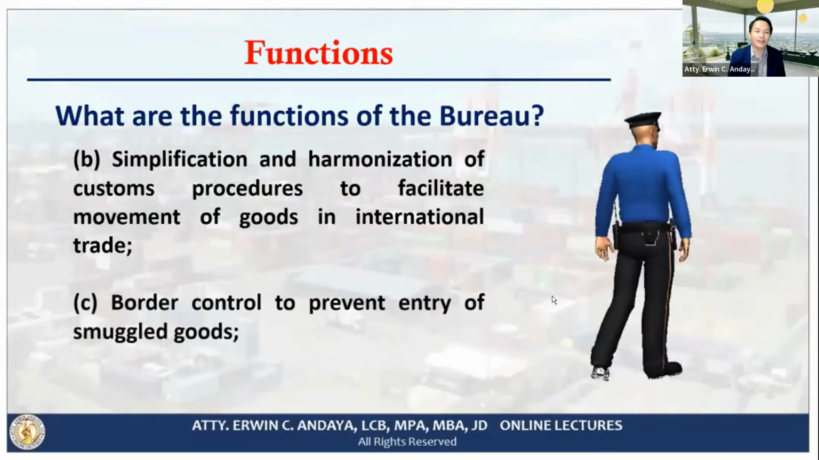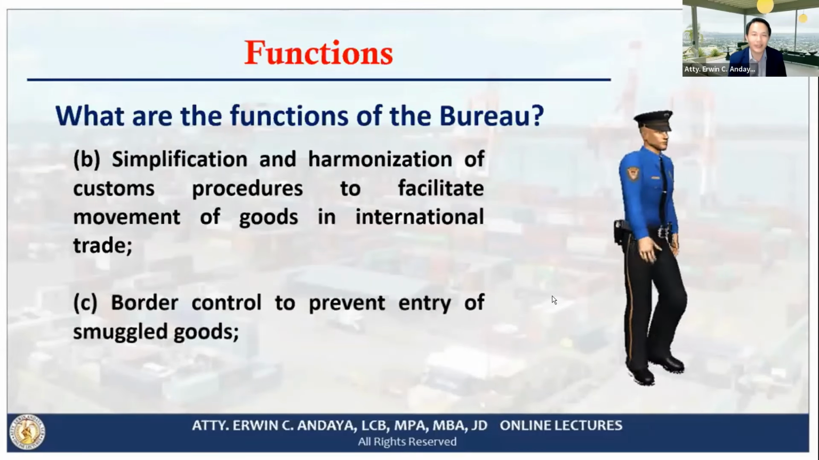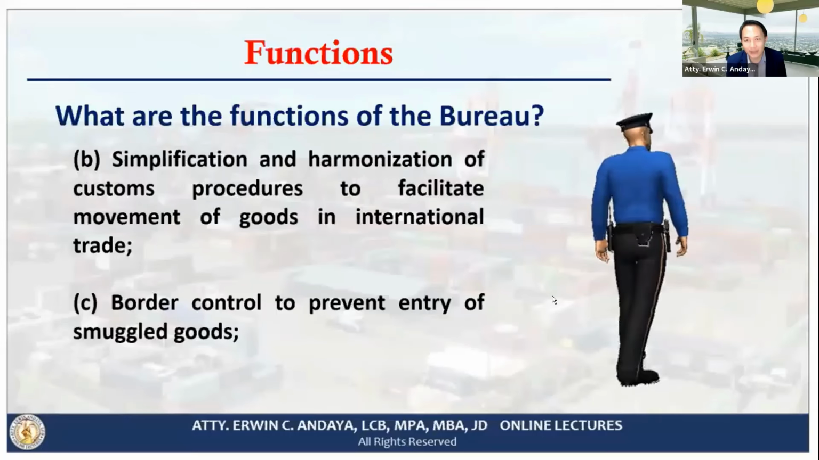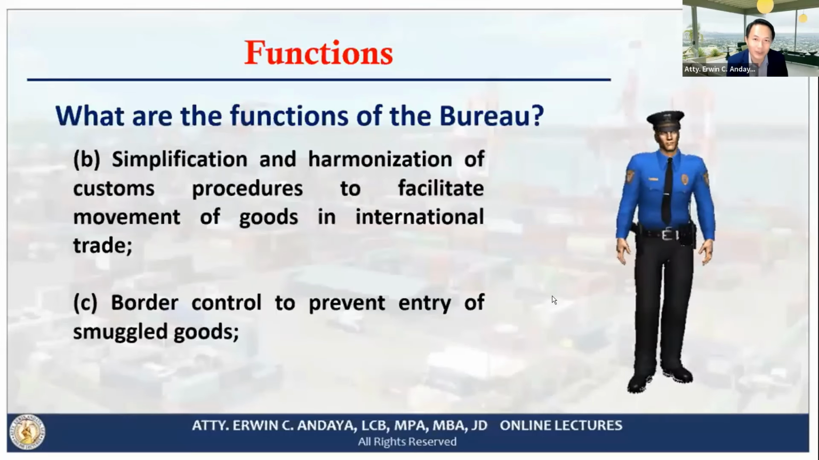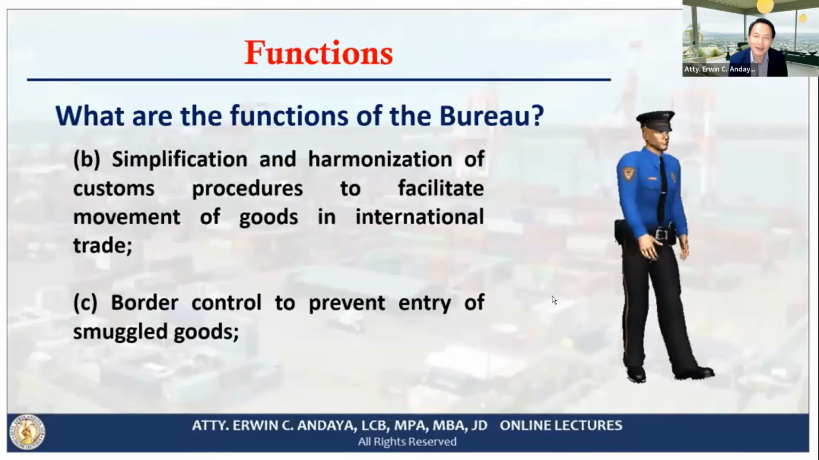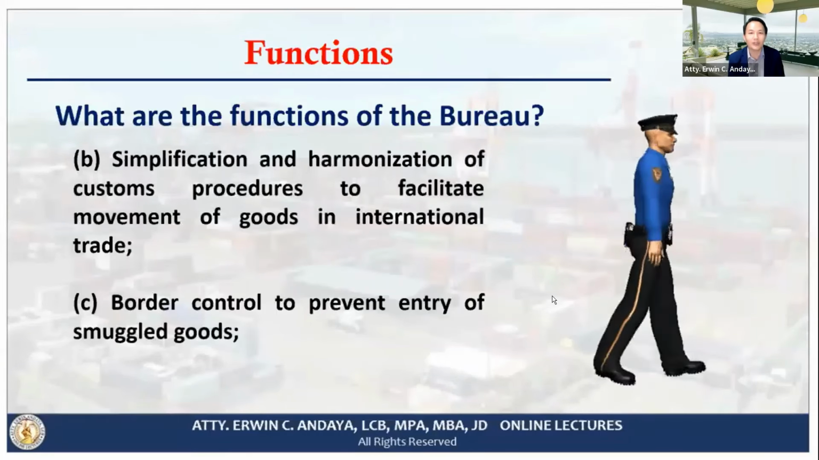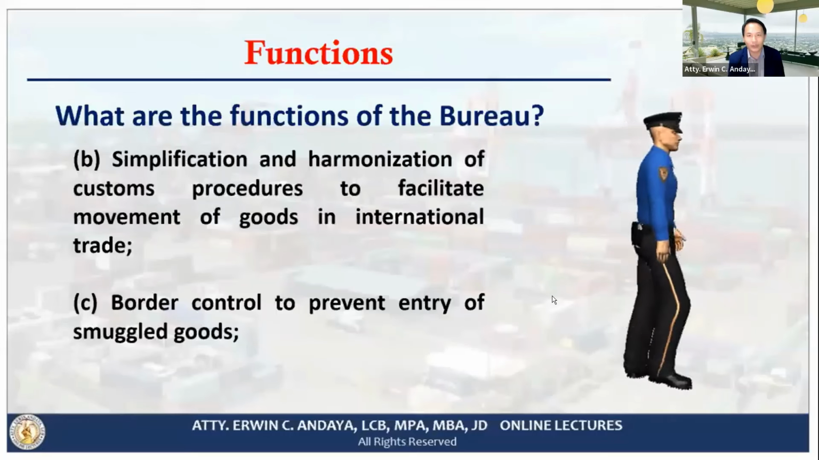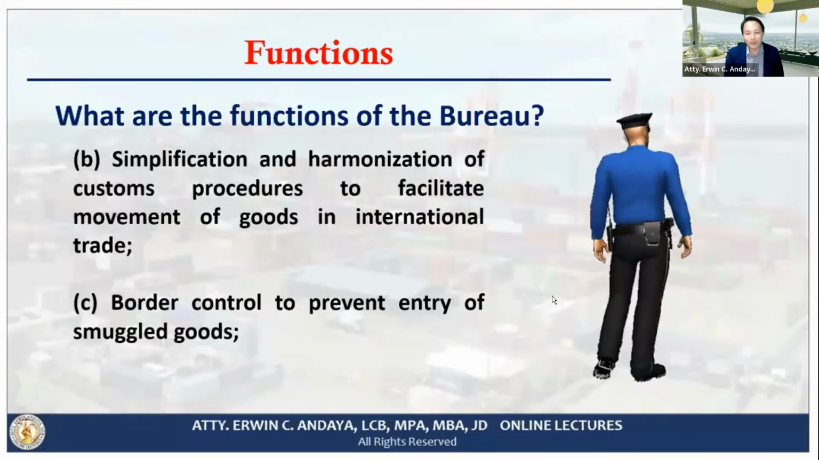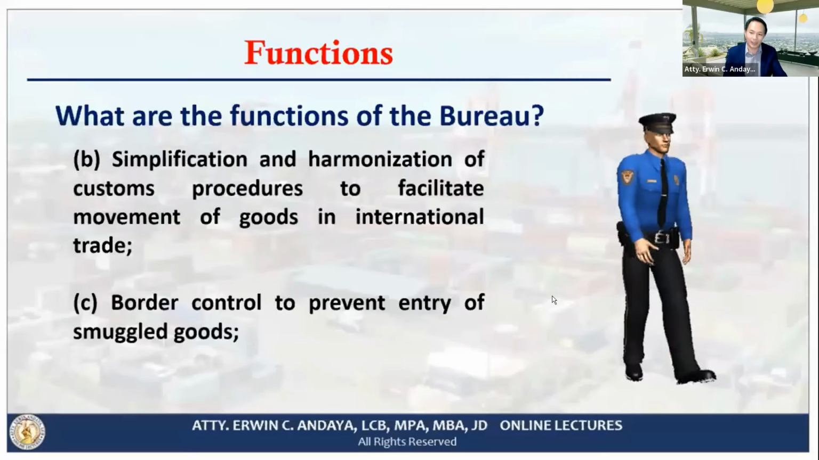Third mandate is border control to prevent the entry of smuggled goods. We all know that under the CMTA, we have 4 types of goods, di ba? Meron tayong 4 na types of goods. Sige nga, i-chat nyo nga kung ano yung mga 4 na classification or types ng goods na meron tayo under the CMTA. What are the 4 types of goods that we have under the CMTA?